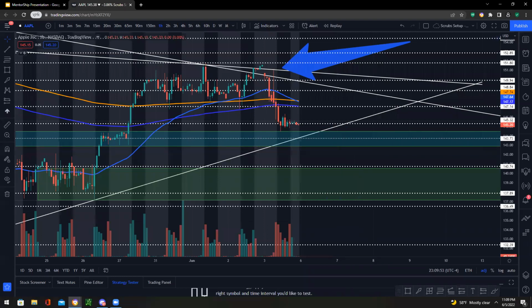Real quickly, long means bullish, short means bearish.